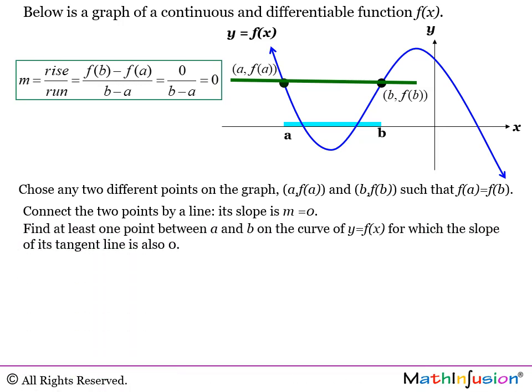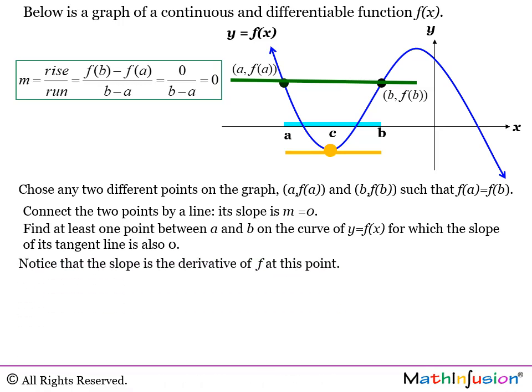Let's find at least one point between a and b on the curve of y equals f(x), for which the slope of the tangent line is also 0. We must have some like this. Why must we have at least one like this? Because this is a special case of the mean value theorem in which m equals 0. So we can see that in this case, f prime of c equals the slope of the tangent line at x equals c, but it also equals m, and m in this case is 0.